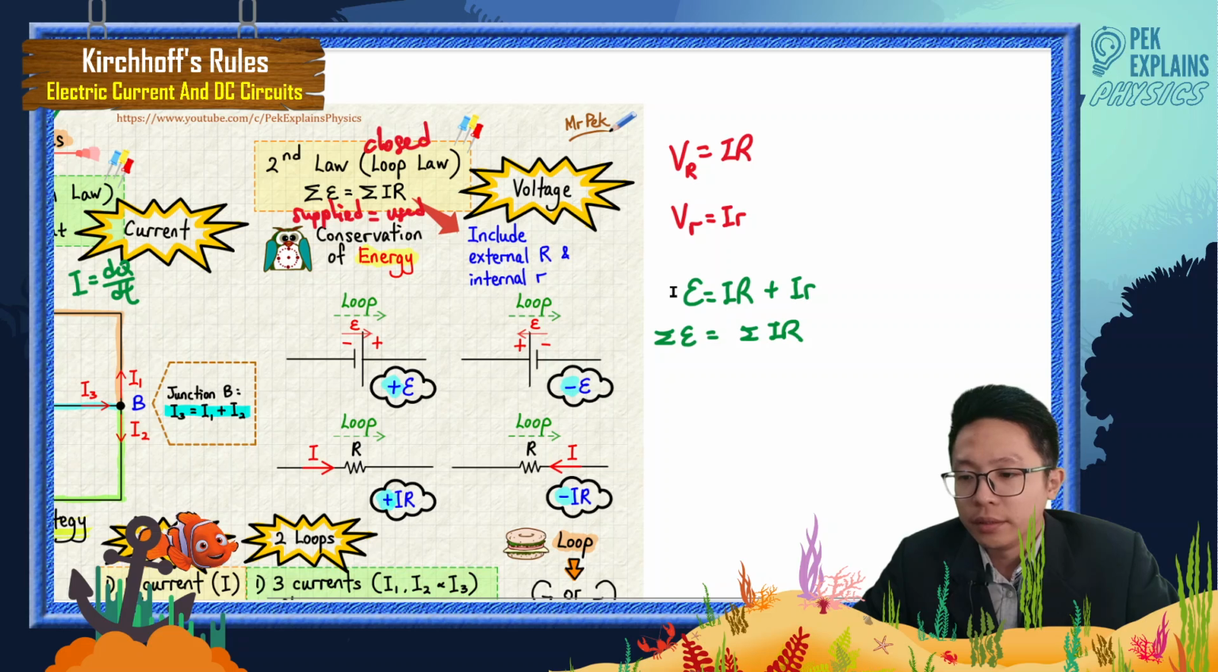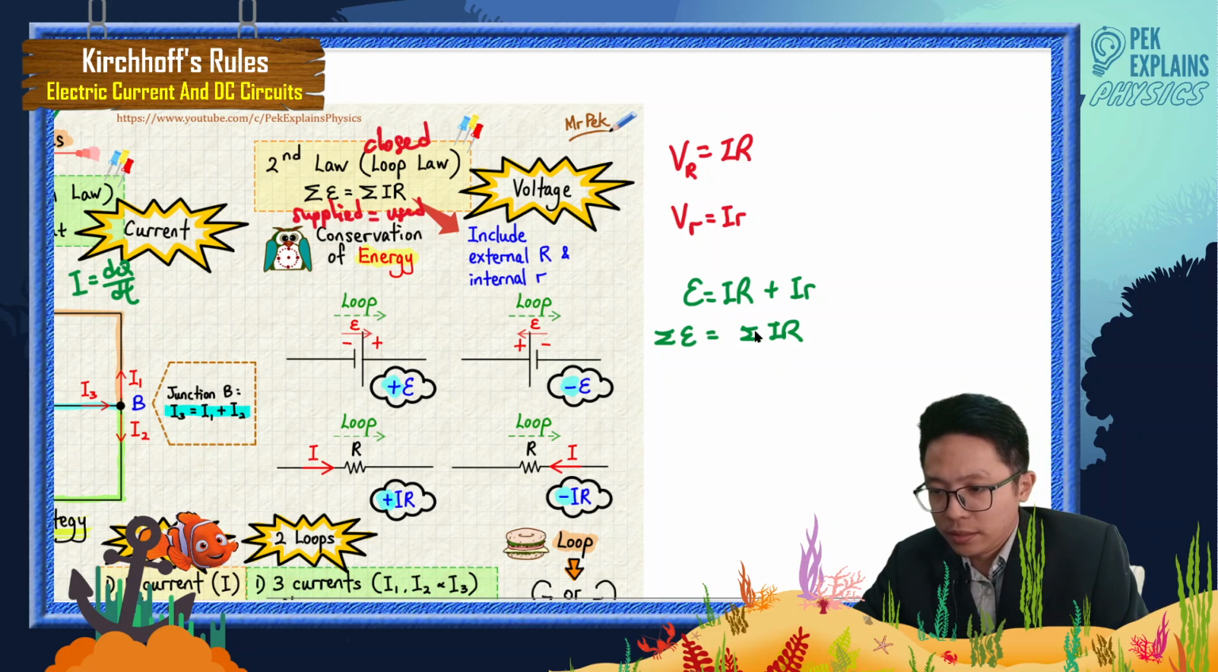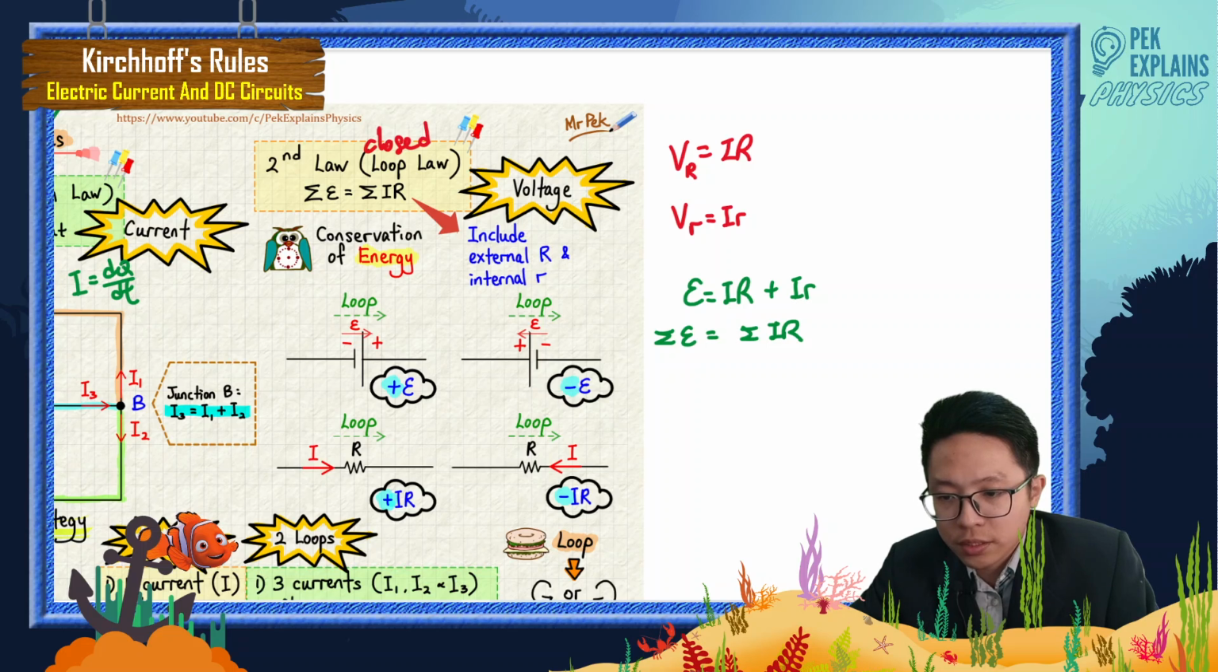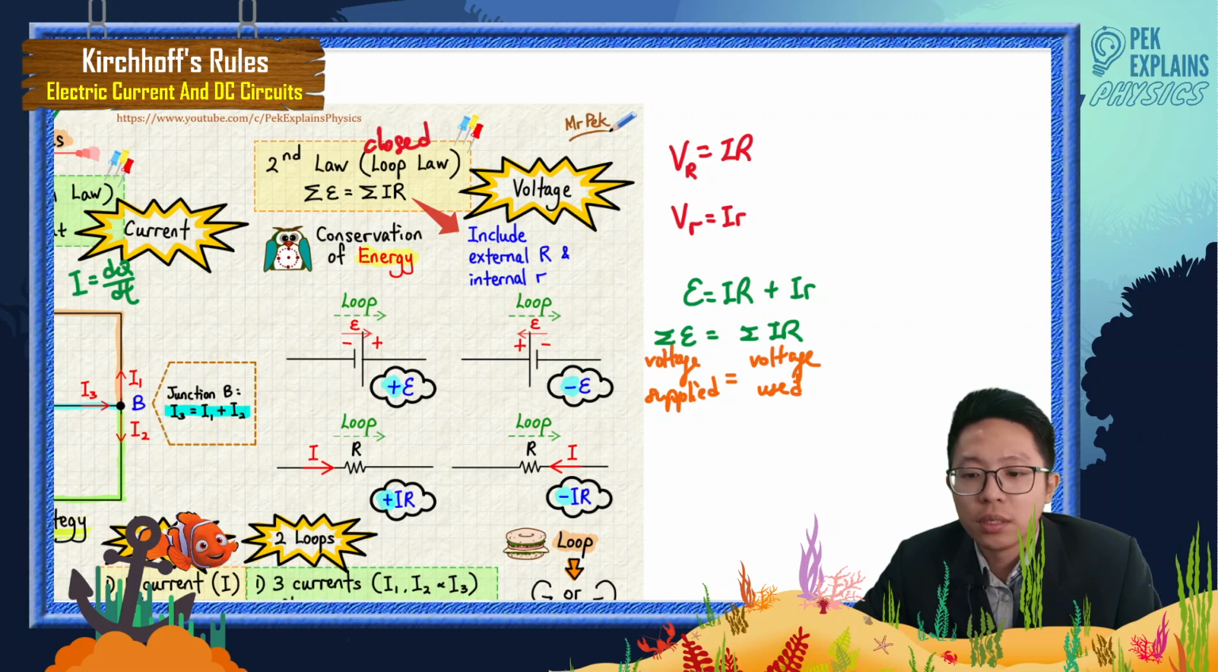Let me write again here. This total IR actually includes both the external resistor and also the internal resistor. So in fact, I should write it down here. This is actually the voltage supplied, which must be equal to the voltage used in a complete circuit.